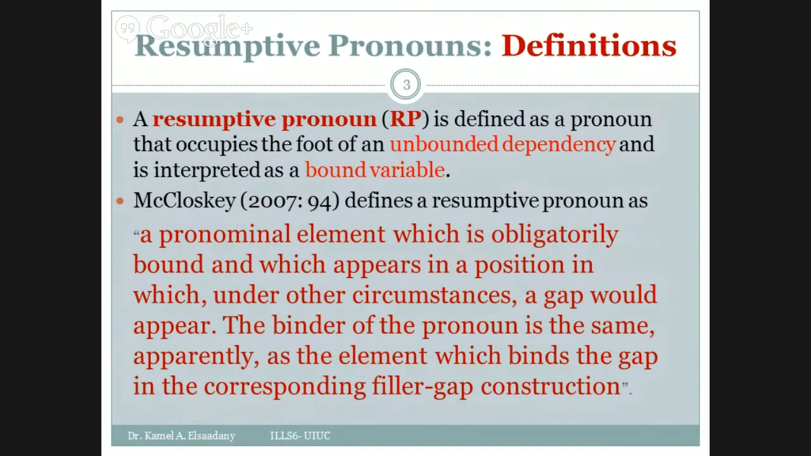A resumptive pronoun, RP, is defined as a pronoun that occupies the foot of an unbounded dependency and is interpreted as a bound variable. So this is a basic one. And McCloskey in 2007, page 94, defines it as follows, quote: a pronominal element which is obligatorily bound and which appears in a position in which under other circumstances a gap would appear.